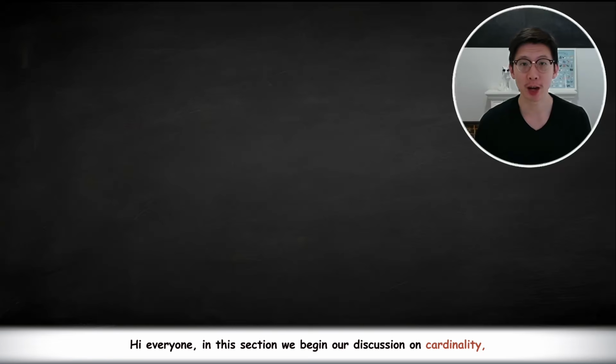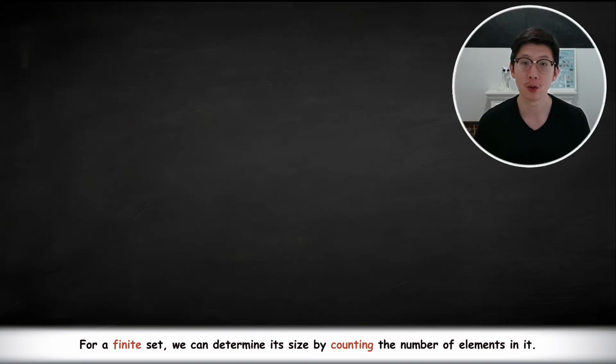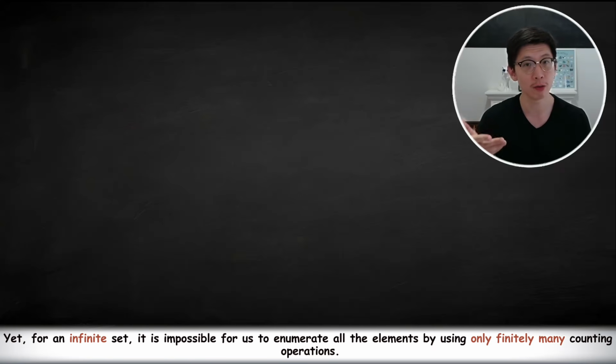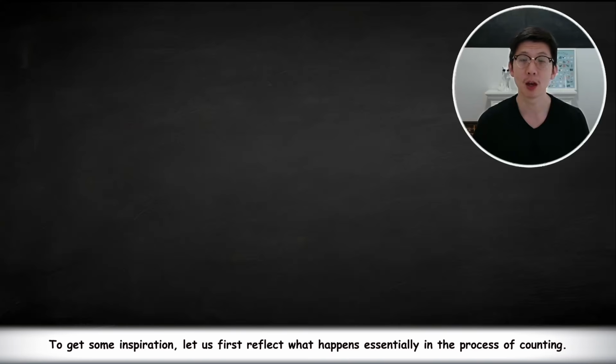Hi everyone, in this section we begin our discussion on cardinality, which is essentially about the size of a given set. For a finite set, we can determine its size by counting the number of elements in it. Yet, for an infinite set, it is impossible for us to enumerate all the elements by using only finitely many counting operations. As a result, we have to generalize the concept of the size of a set from finite sets to infinite sets. To get some inspiration, let us first reflect on what happens essentially in the process of counting.